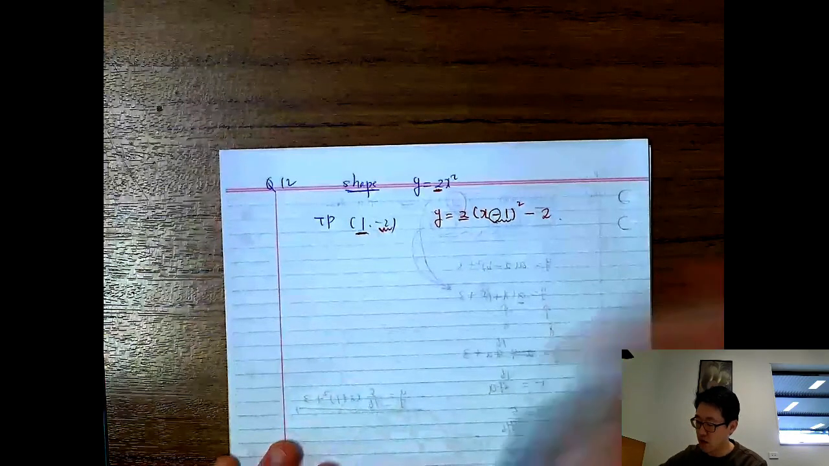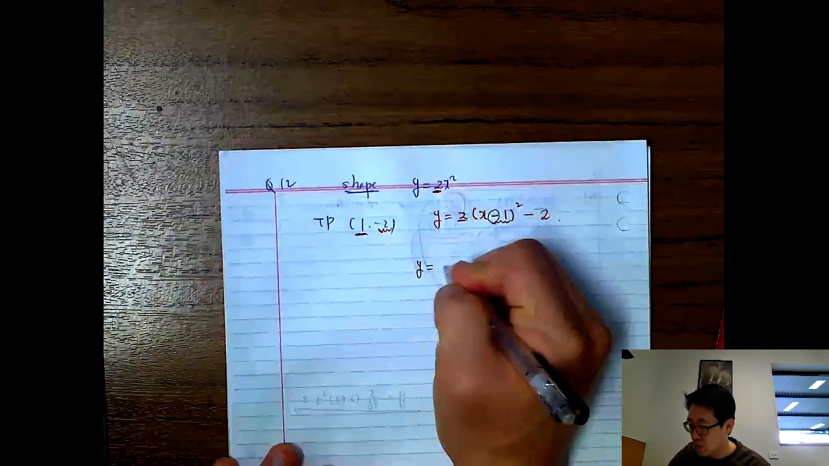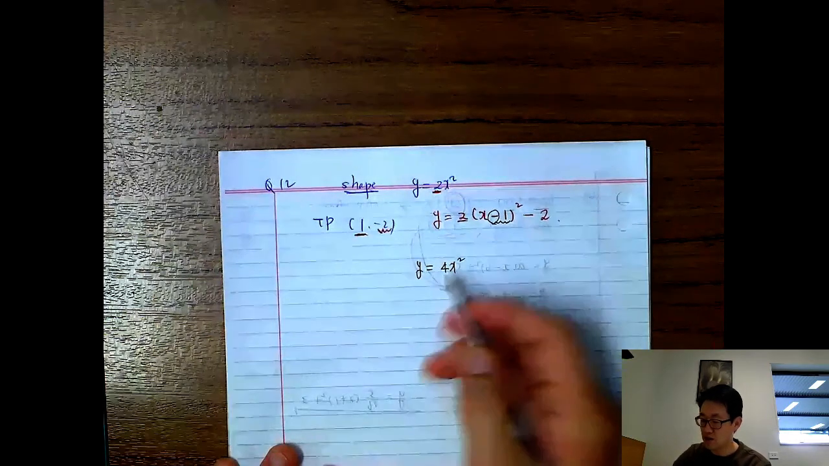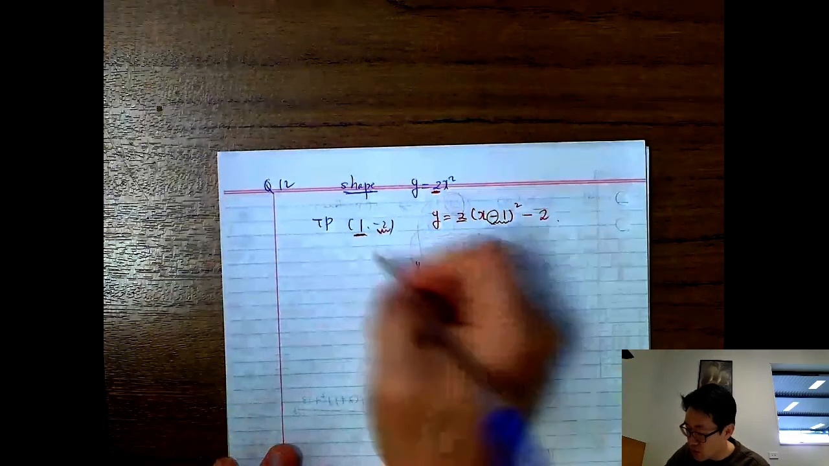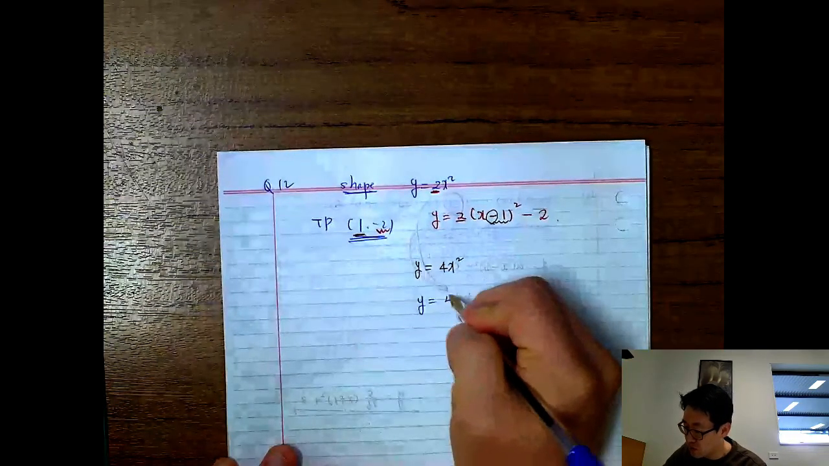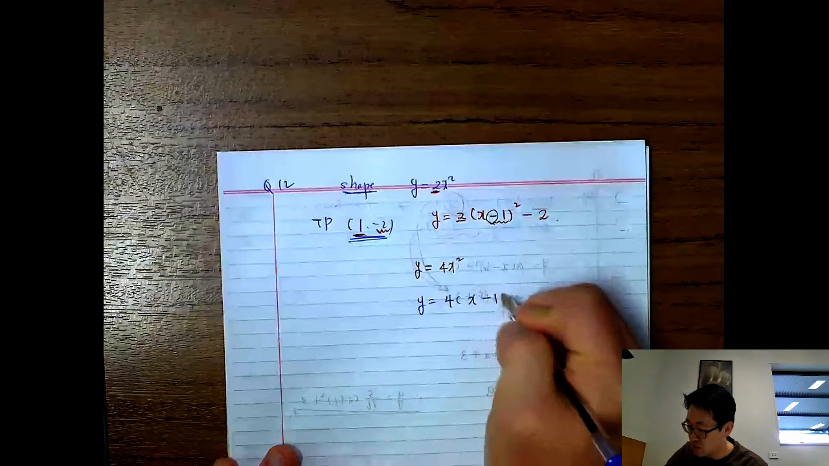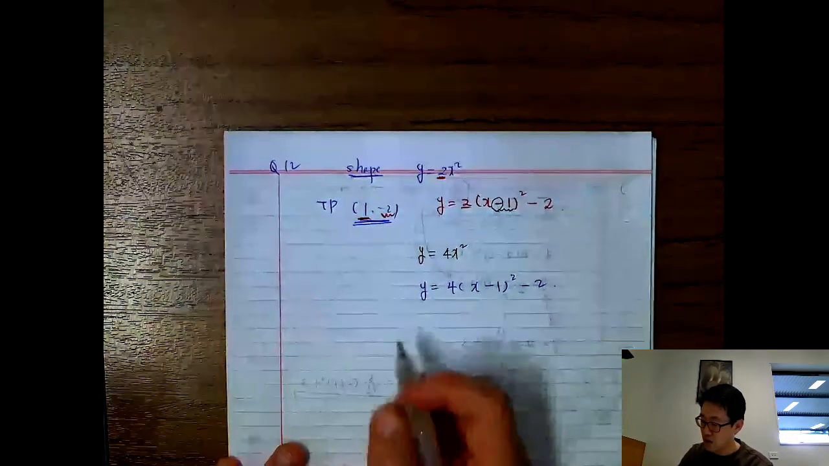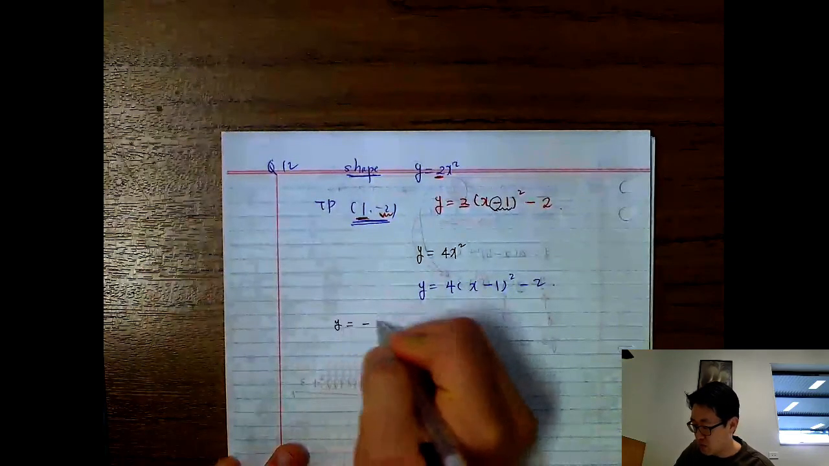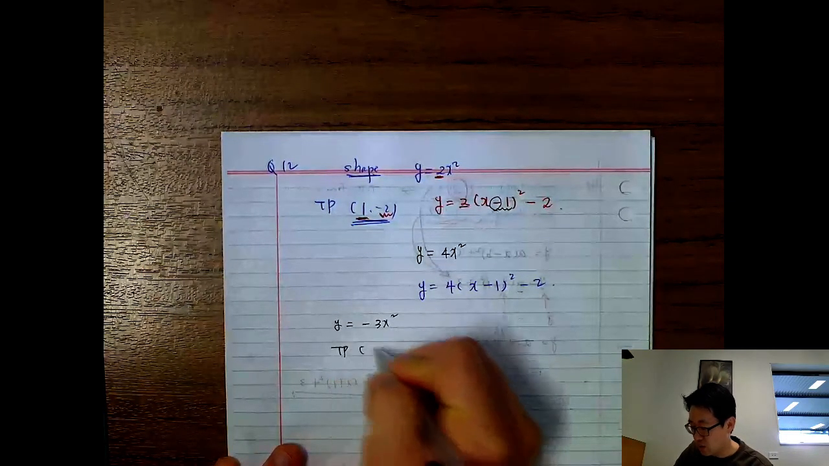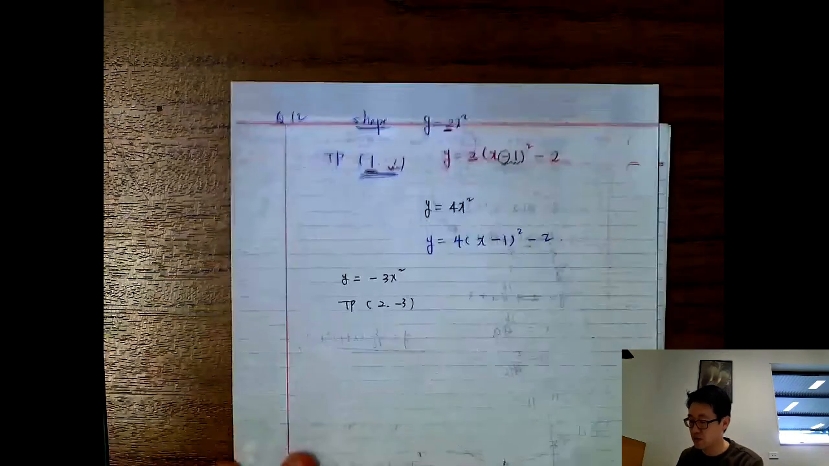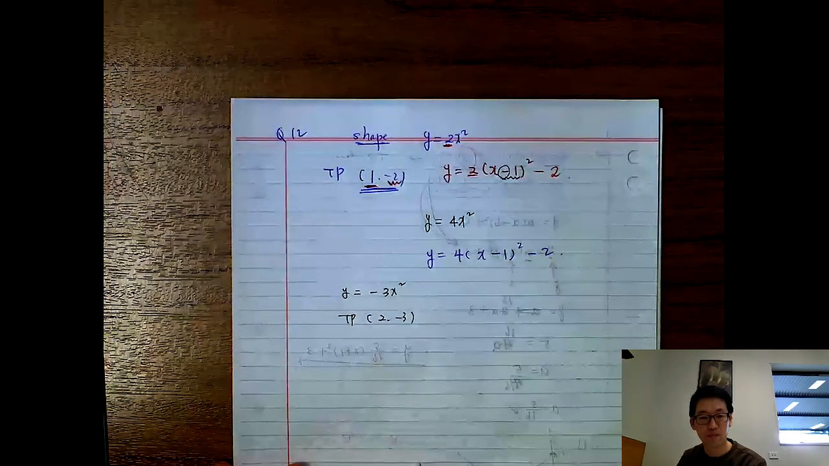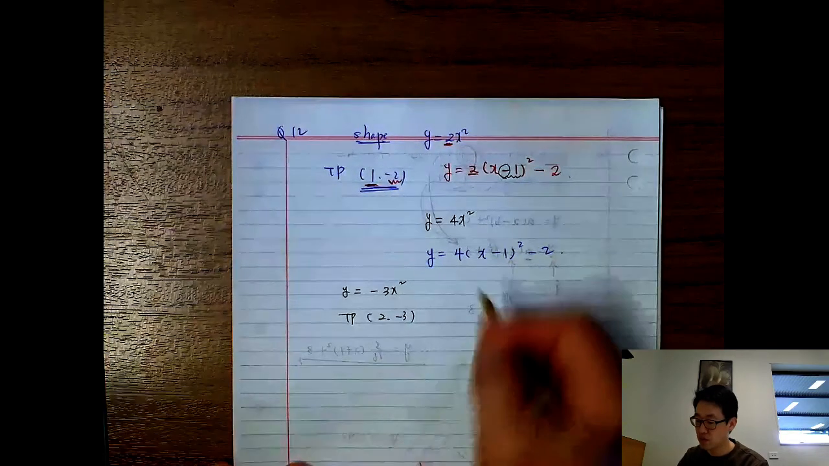Sounds good? I'll just add more questions. If the question was y equals 4x squared, still the same, dilation 4, y equals 4(x minus 1) squared minus 2, still the same. Okay, I'll change that. y equals minus 3x squared. The turning point is 2 and minus 3. Let's do that one. Can I let you do that? Pause it and do it.